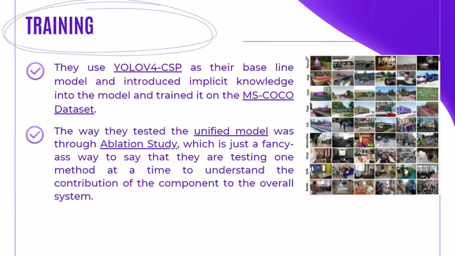Finally, let's see how they implemented this new YOLO-R model and executed the training procedure. So they used the YOLO v4 CSP as their baseline model, introduced implicit knowledge into the model, and trained it using the MS-COCO dataset. The YOLO v4 model was used as a baseline, and they just introduced the new technique from the paper, known as implicit knowledge, into this YOLO v4 architecture and trained it on the MS-COCO dataset.